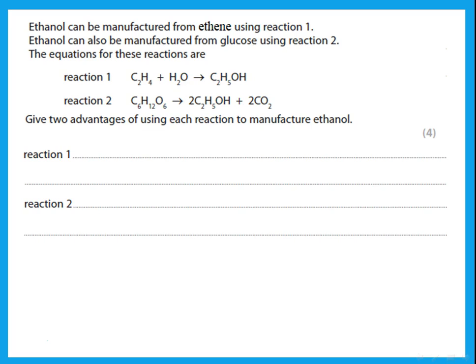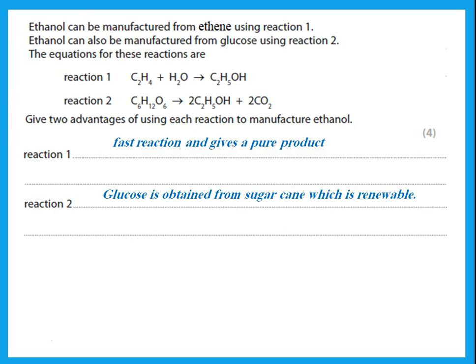Do you remember what were the advantages of adding water to ethene? We said, first of all, it's fast and it gives a pure product. We get only ethanol from this reaction. Now, the other one, we said we're going to use glucose, which is obtained from sugarcane, and sugarcane is renewable. And we said it does not require high temperature, so this is less expensive or it saves energy.